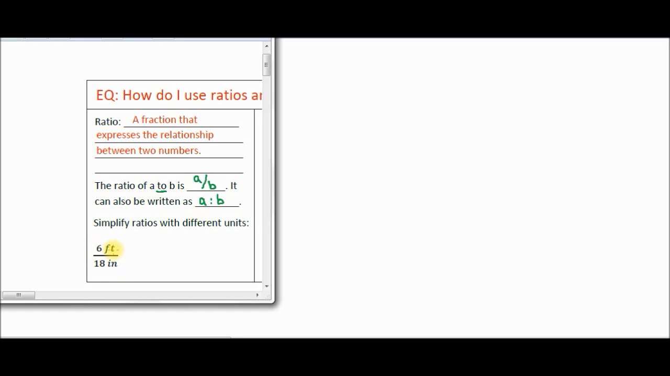And when you see this, if I asked you what the ratio of this ratio was, you can't say 6 to 18. If you wrote this is just, Mr. Z, this is just 6 to 18, you would actually get it wrong. Because this is 6 feet to 18 inches, but we can't just say 6 to 18 because the unit of measure is different on top and bottom. But we can convert this to a ratio without units.